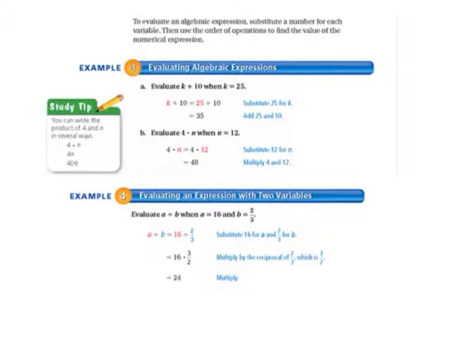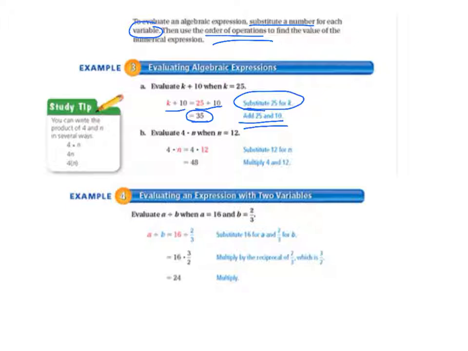Now we're going to move on to evaluating algebraic expressions. And when we evaluate an algebraic expression, we substitute a number for each variable. Then we use the order of operations to find the value of the numerical expression. So let's look at example 3, evaluating algebraic expressions. Letter A, evaluate k plus 10 when k equals 25. So we substitute 25 for k. So k plus 10 equals 25 plus 10. And 25 plus 10 equals 35. So we added 25 and 10.